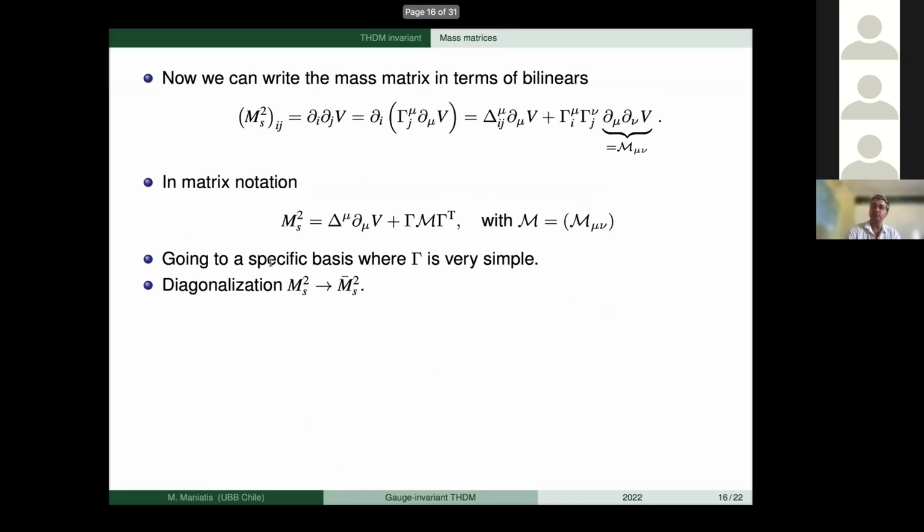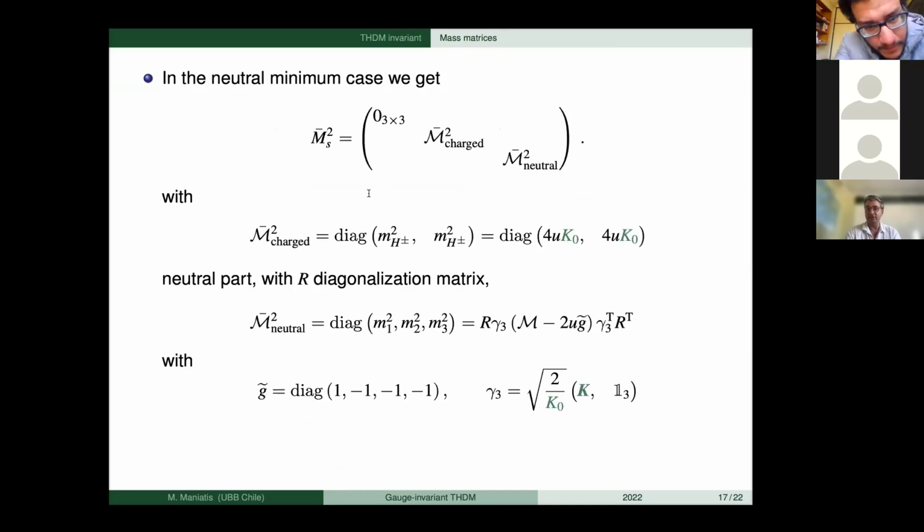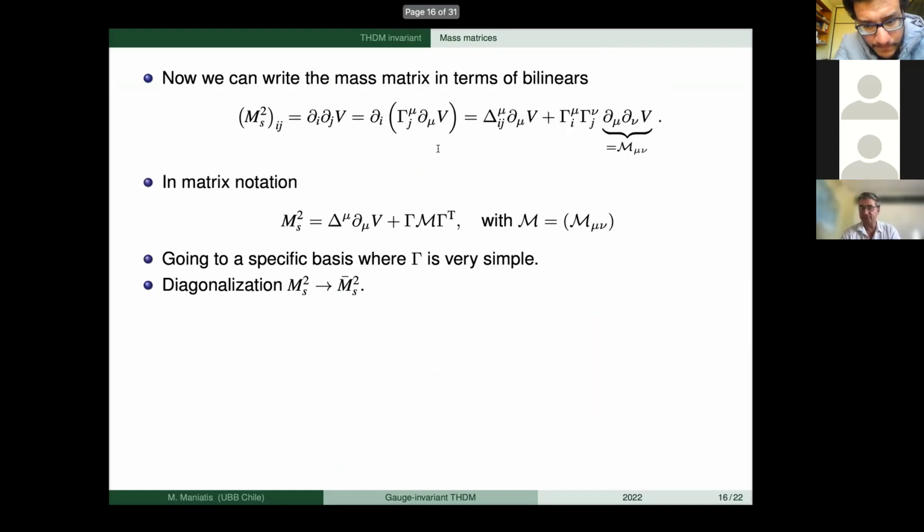The Goldstone bosons appear here already. We immediately get the Goldstone. This is a mass matrix formulated in a gauge-invariant way. We get immediately the 3 Goldstone bosons, as it has to be, of course. In the neutral case, we get this. This comes out from the formalism in a much more transparent way, I must say.